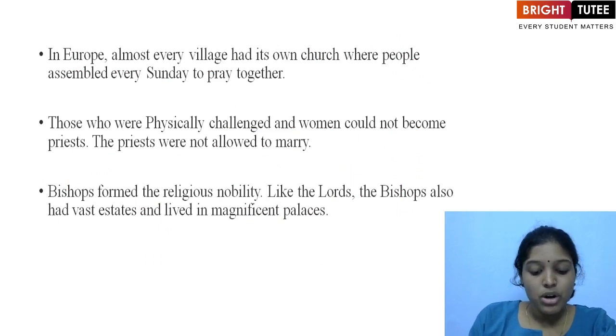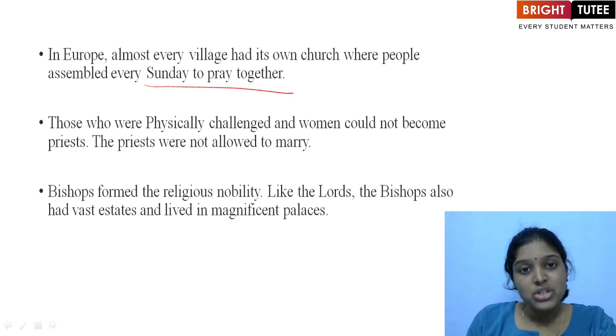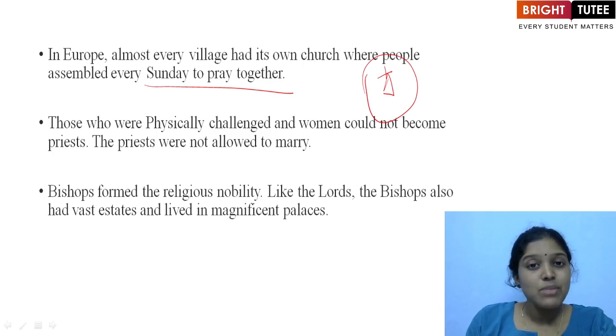In Europe, almost every village had its own church where people assembled every Sunday to pray together. So this Frankish Empire was a Christian empire and they were very close to the Christian church, the Catholic church. So we see that almost every village, the smallest unit of that empire, had a church. This church was important, and every Sunday, people in that village came together in the church to pray.